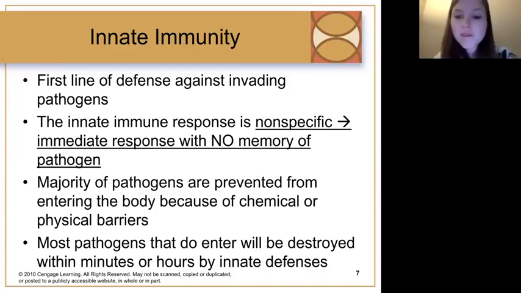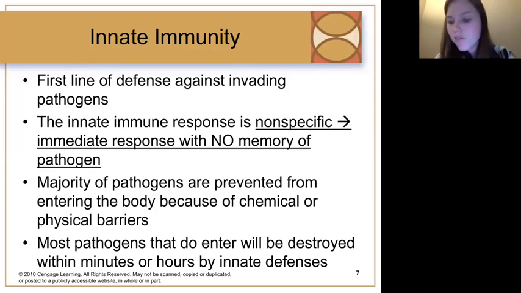This innate immune response is non-specific, so it will respond to any pathogen. The majority of pathogens are actually prevented from entering the body because of chemical or physical barriers. One of the biggest barriers that keeps pathogens from entering our body is our skin. That's a really, really important organ. It's actually considered an organ.